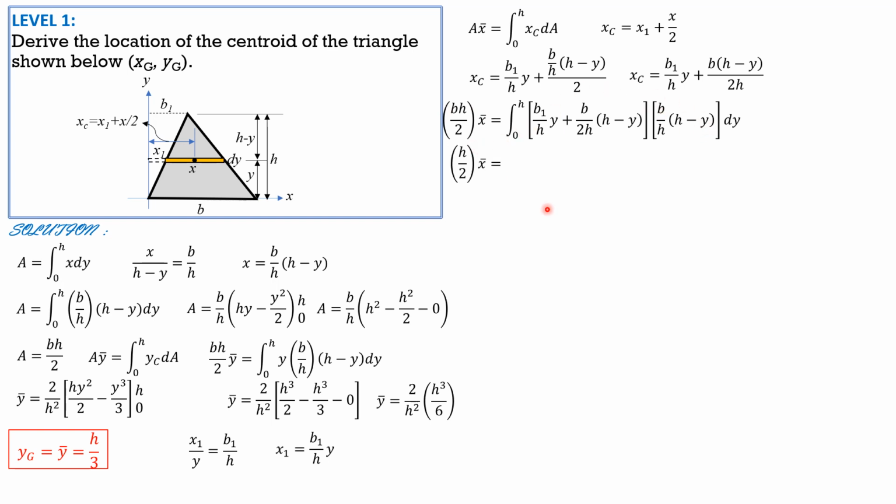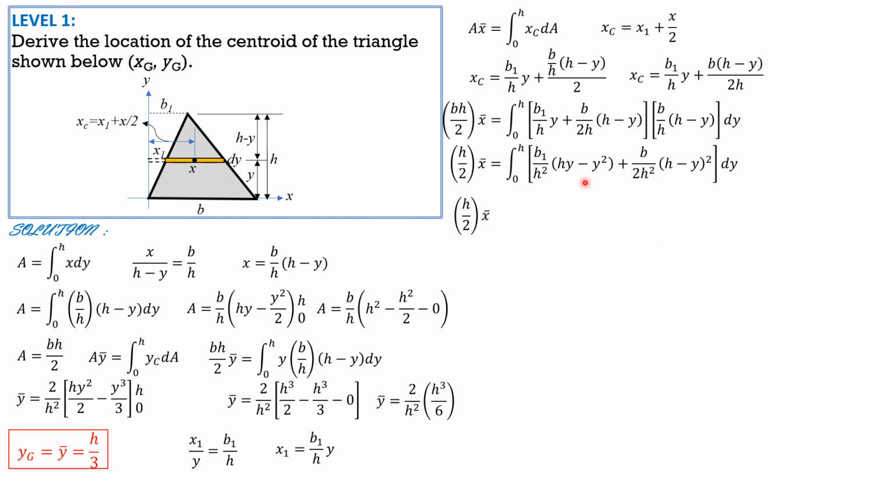So h over 2 bar x equals b sub 1 over h square, because we have h here, times hy minus y square after we distribute y. Then because we cancel out b, there's no b anymore. So b over 2h square, distribute. So b over 2h square, h minus y square.